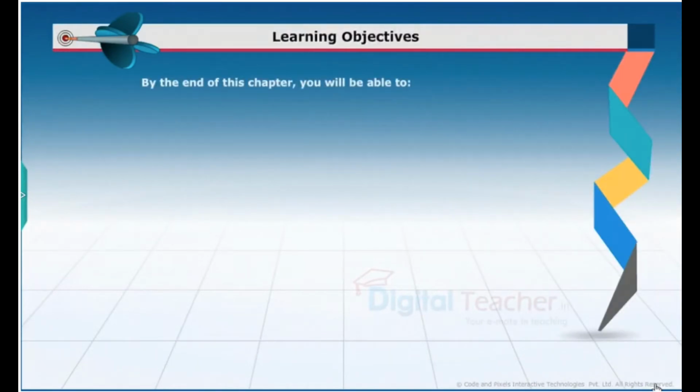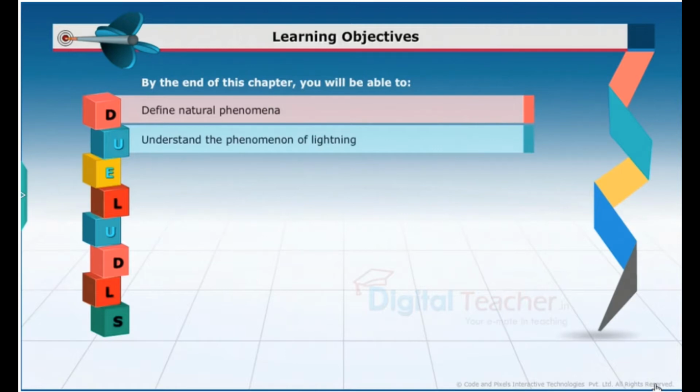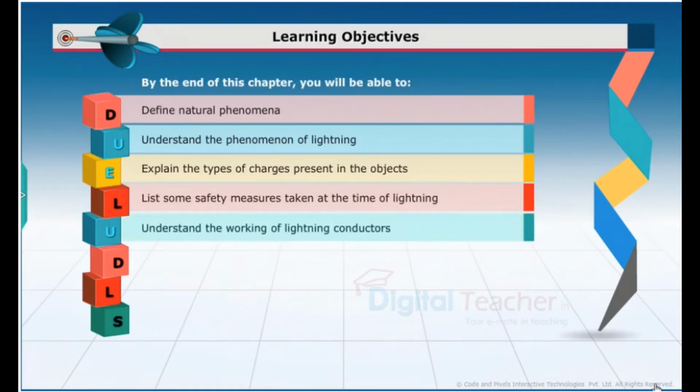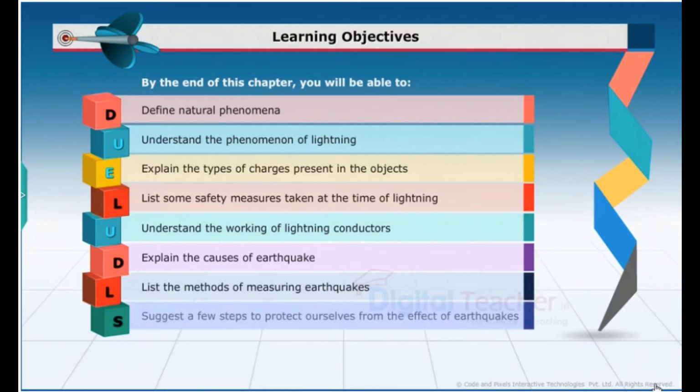By the end of this chapter, you will be able to define natural phenomena, understand the phenomenon of lightning, explain the types of charges present in the objects, list some safety measures taken at the time of lightning, understand the working of lightning conductors, explain the causes of earthquake, list the methods of measuring earthquakes, suggest a few steps to protect ourselves from the effect of earthquakes.